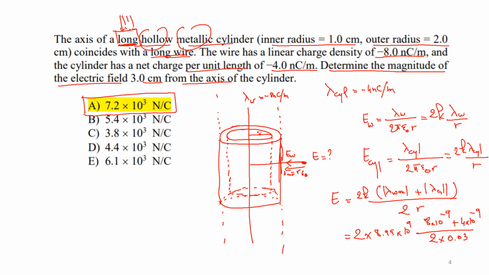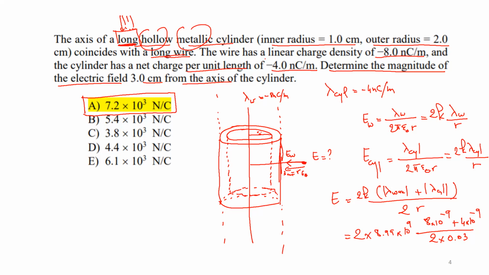Okay, so the idea is here, my very long hollow metallic cylinder can be considered as a wire, focused, of course, at the center of the cylinder, and which has a linear charge density which is -4 nanocoulomb per meter. Okay, and we solve the problem.